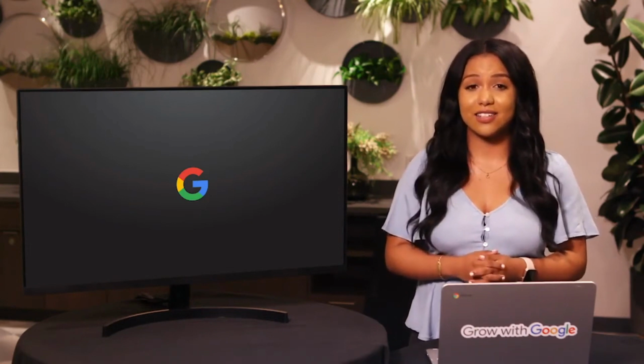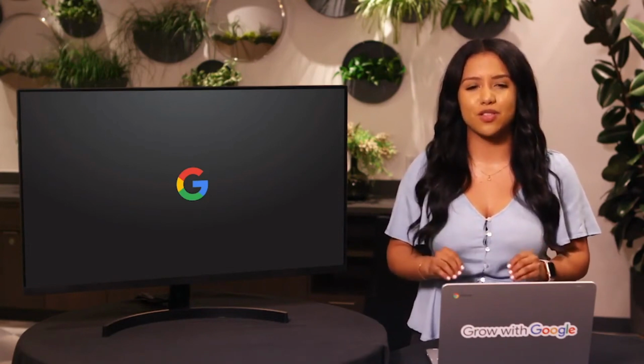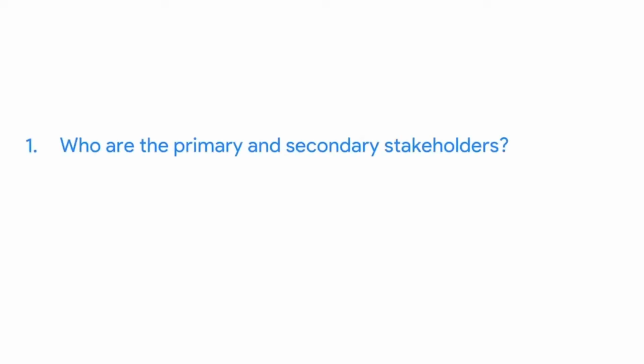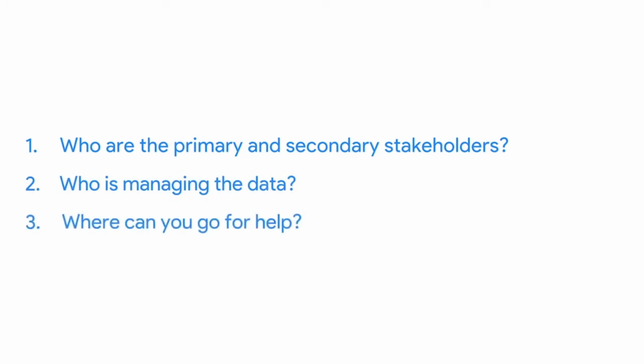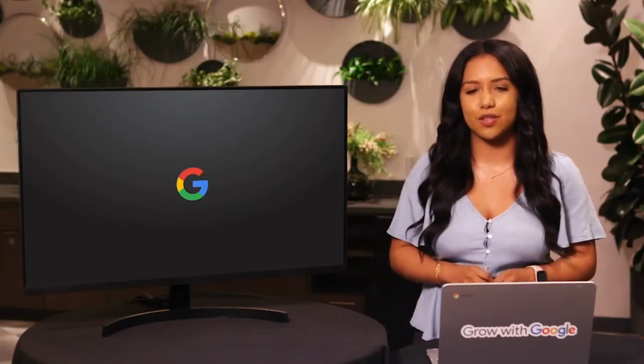As a data analyst, you could be working on multiple projects with lots of different people. But no matter what project you're working on, there are 3 things you can focus on that will help you stay on task. 1. Who are the primary and secondary stakeholders? 2. Who is managing the data? And 3. Where can you go for help? Let's see if we can apply those questions to our example project.